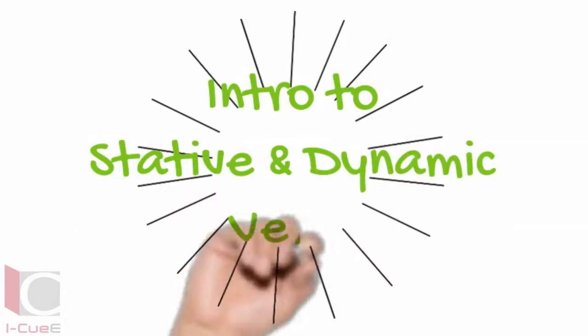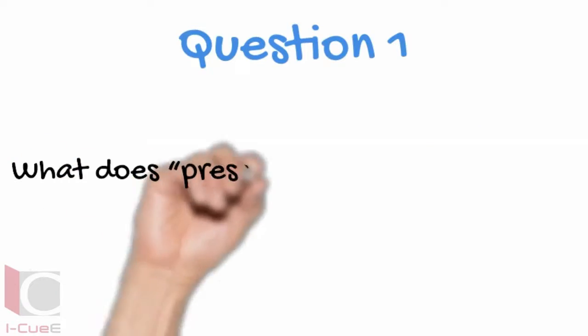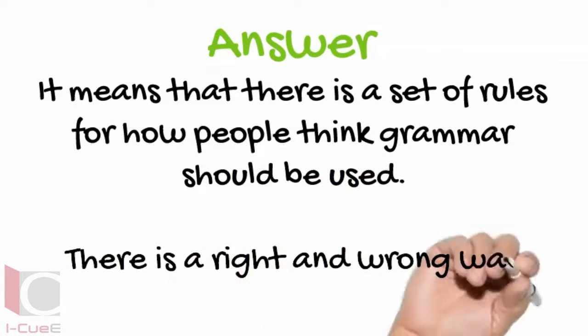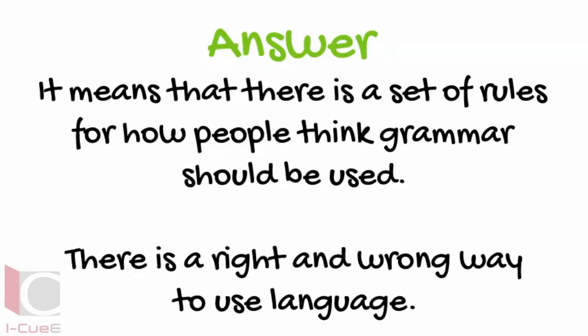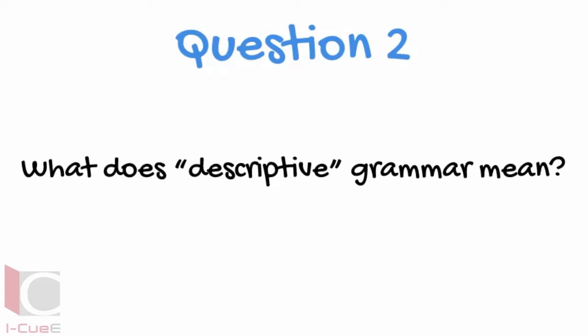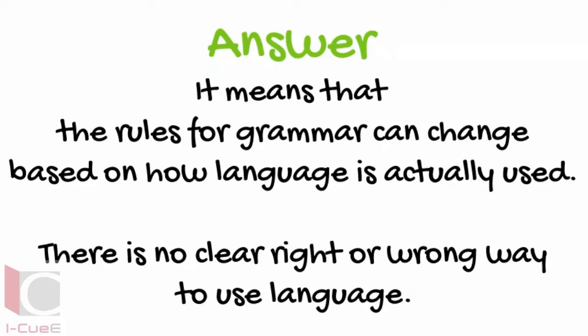Intro to Stative and Dynamic Verbs. What does prescriptive grammar mean? It means that there is a set of rules for how people think grammar should be used. There is a right and wrong way to use language. What does descriptive grammar mean? It means that the rules for grammar can change based on how language is actually used. There is no clear right or wrong way to use language.